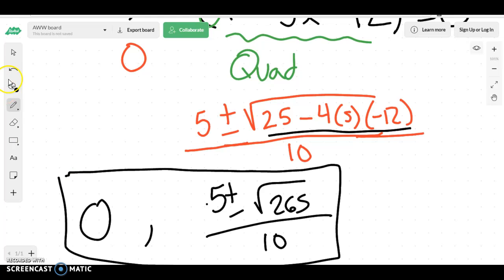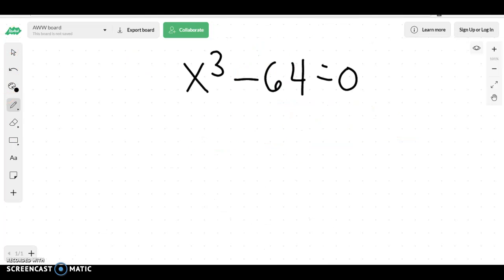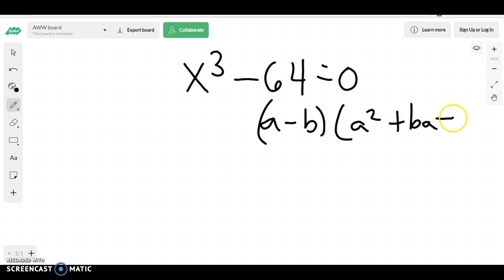Let's do one more problem. When you look at this, you should recognize that this is a difference of cubes. So factoring this is using one of those two formulas we learned yesterday. So the formula I'd want to use would be a minus b, times a squared plus ba plus b squared.